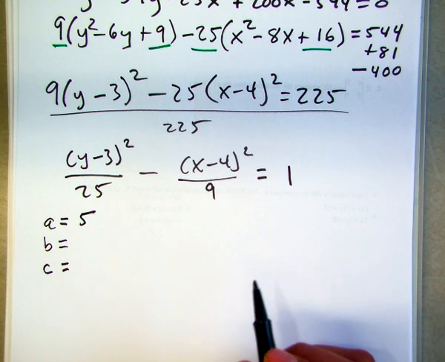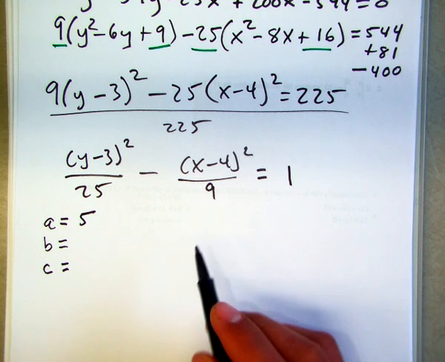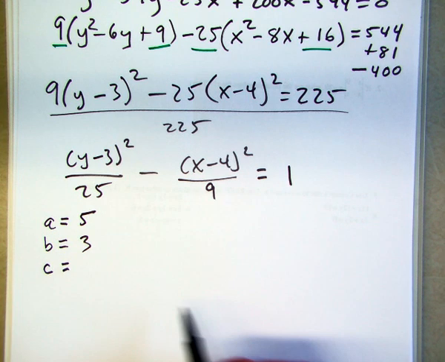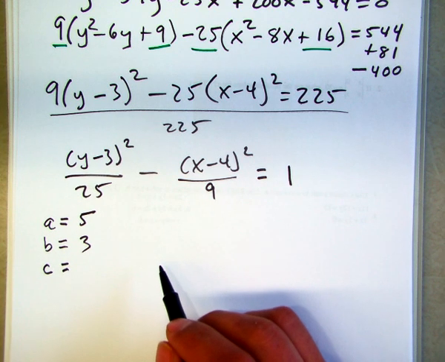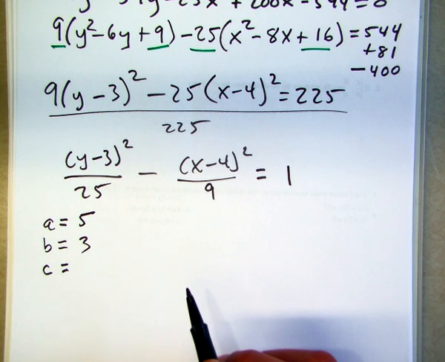Okay. B is what in this one? 3. So this is the opposite now? What do you mean, opposite? These are the opposites. Okay. What are you doing?